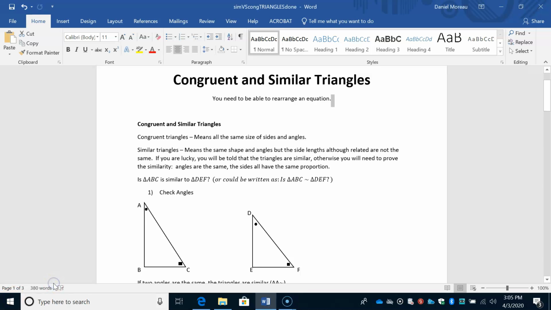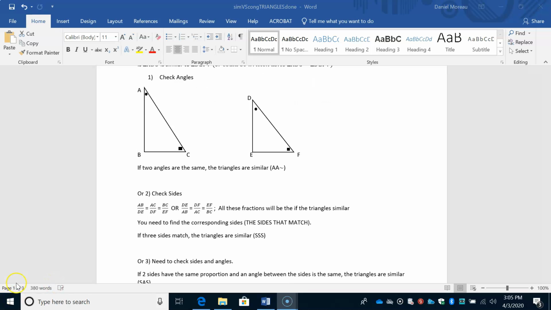So is triangle ABC similar to triangle DEF? You need to prove similarity. You have a few options. One option is to check the angles. This does tend to be the fastest.